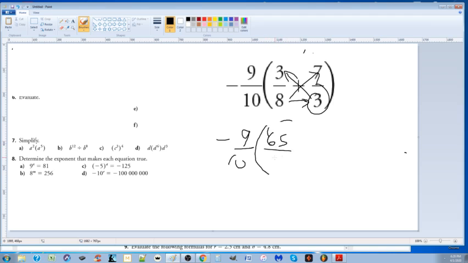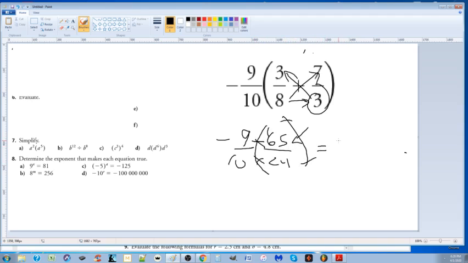65 over 24. Now you might say to yourself, do I want to simplify that? You might try, but I don't. You can if you want, if you can figure out a simplification. I can see this is divided by 8, but I don't believe this is divided by anything. So I'm just going to multiply them out. So fortunately, multiplication is a lot easier. So I multiply this and I multiply this.